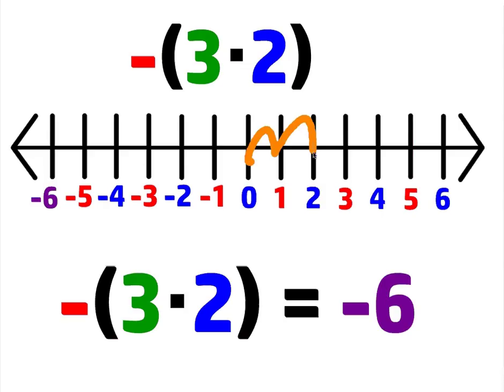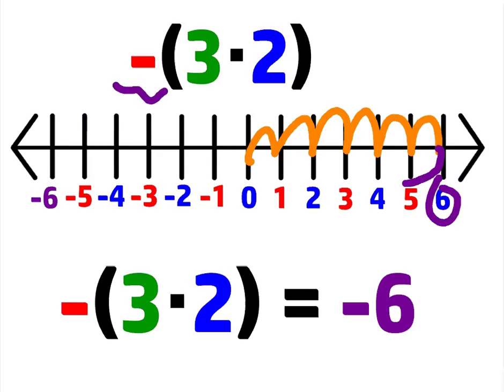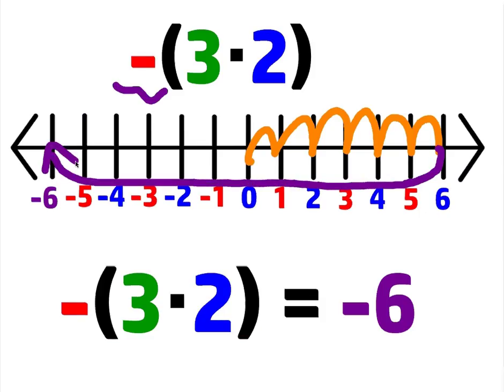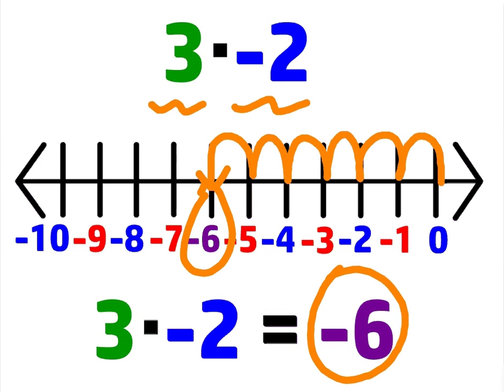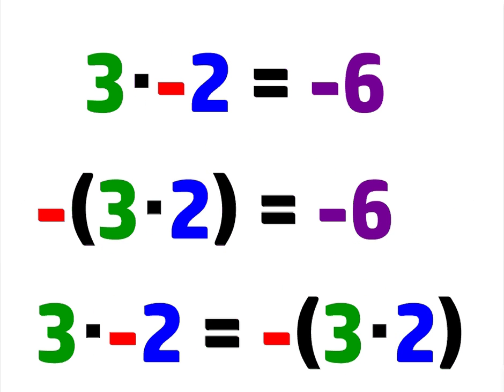So there's 1, 2, 1, 2, 1, 2, positive 3 times 2. And then what we could have done is made that negative, and by making it negative, instead of ending up at positive 6, we move all the way over to the same distance on the number line on the left to end up at negative 6. So if we do 3 times 2 first and then make that negative, we get negative 6 just like we did before. What we're showing is 3 times negative 2 is the same as negative 3 times 2.